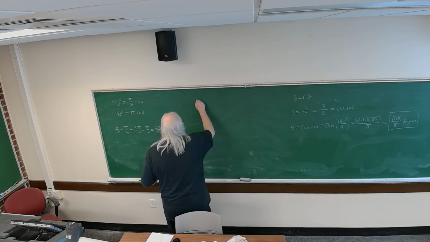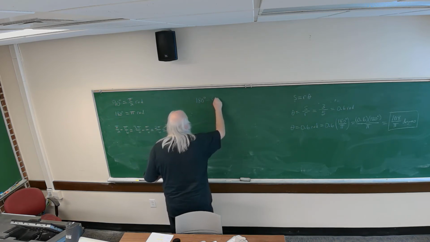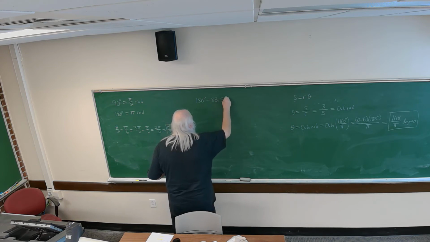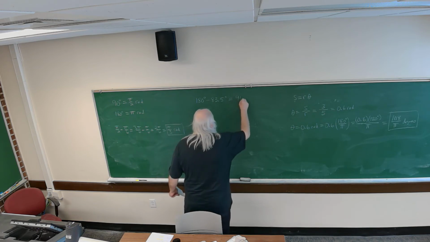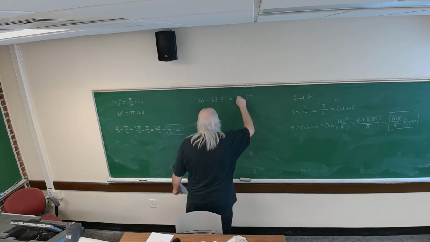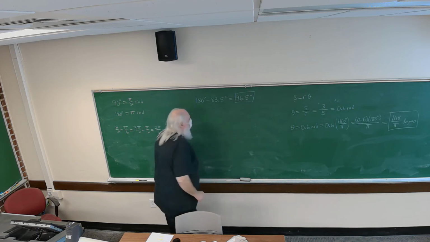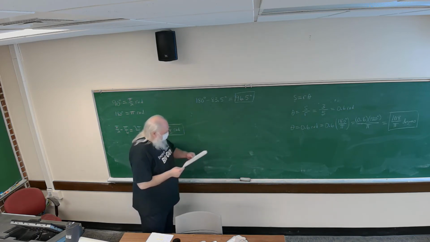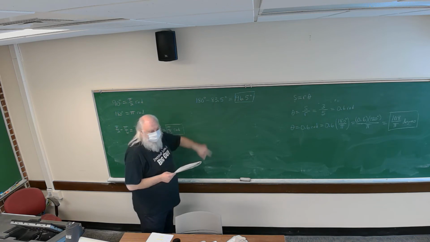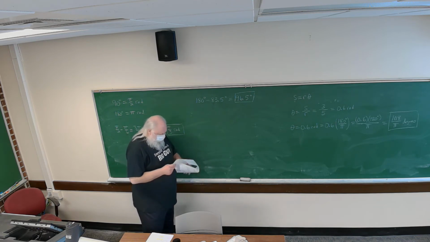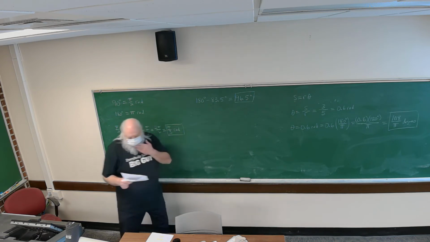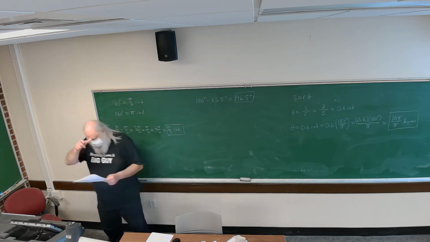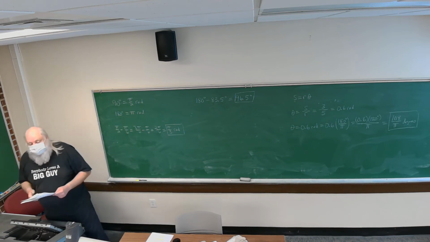So to find that angle, I subtract 83.5 degrees from 180 degrees, and I get 96.5 degrees. So the angle 96.5 degrees is supplementary to the angle 83.5. The sum of 83.5 and 96.5 is 180 degrees. Any questions on that?